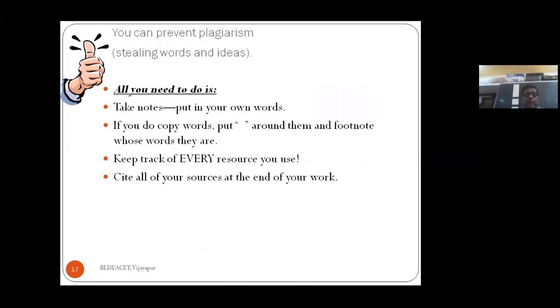So you can prevent plagiarism. All you need to do is take notes and put them in your own words. If you do copy words, put double quotation marks around them and note whose words they are.